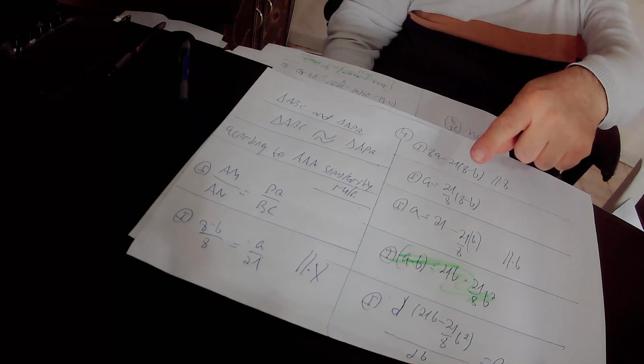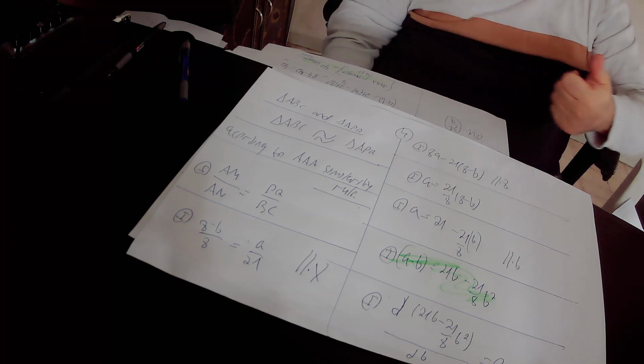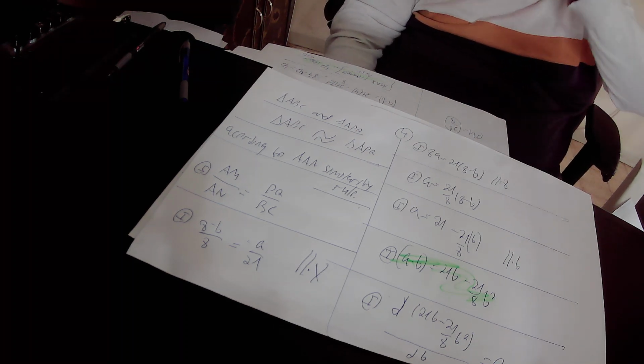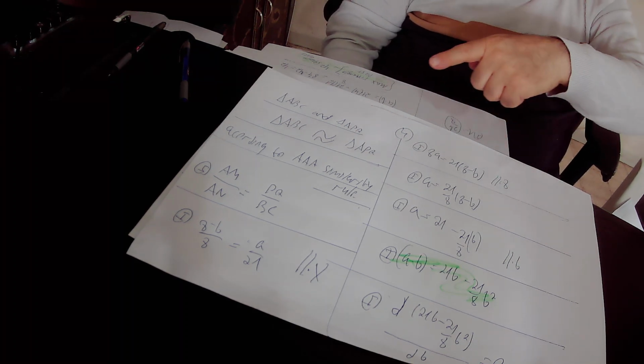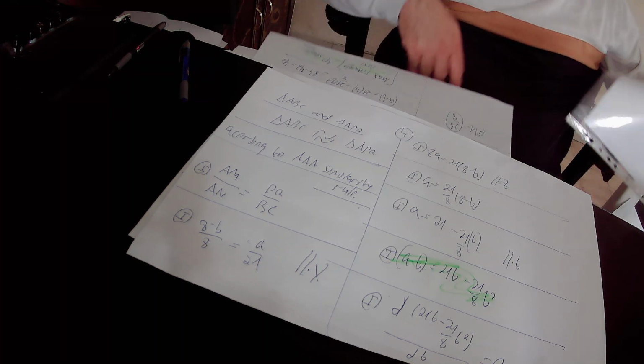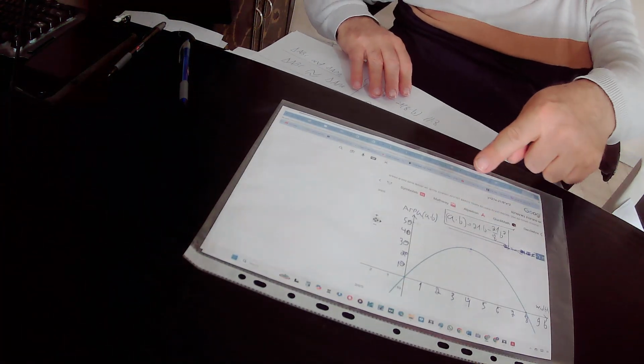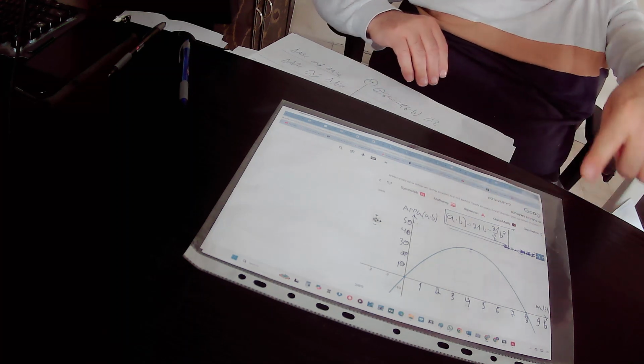Now we have to draw the graph of this function area of rectangle PQST in order to find out whether the extreme point that we found is a minimum extreme point or a maximum extreme point. Actually, this is the graph of the function area of rectangle PQST.